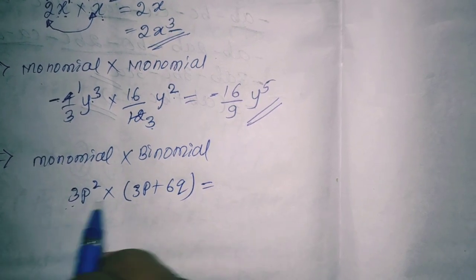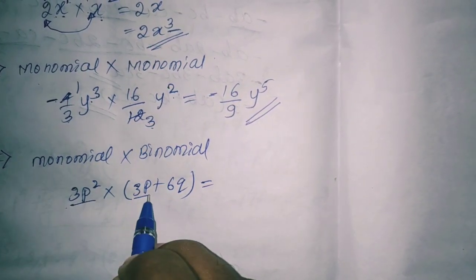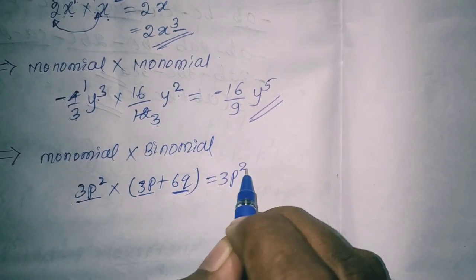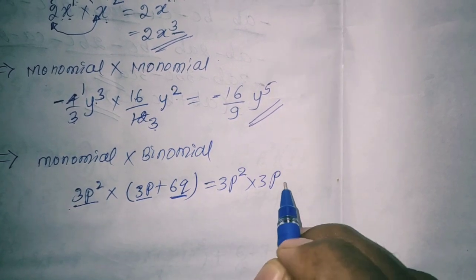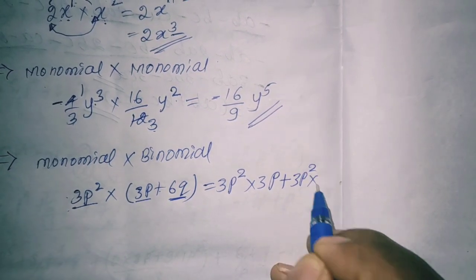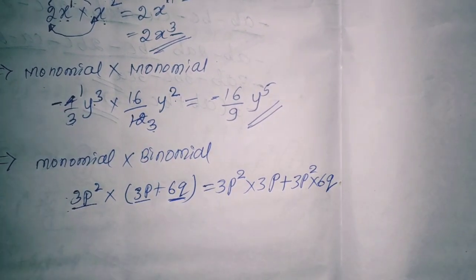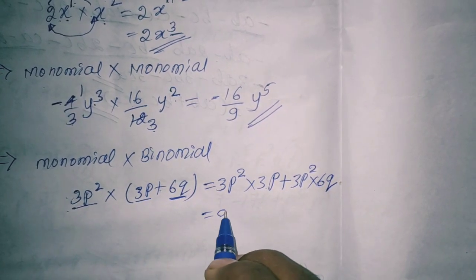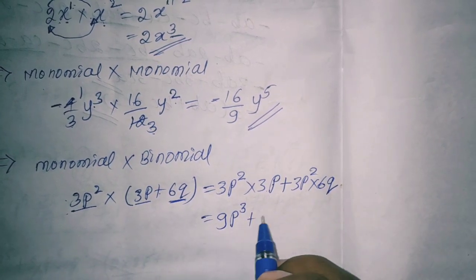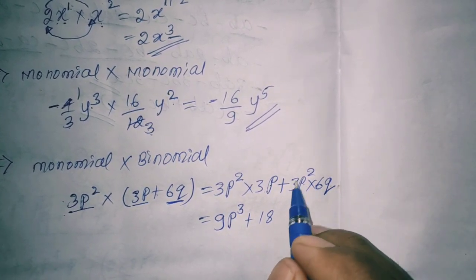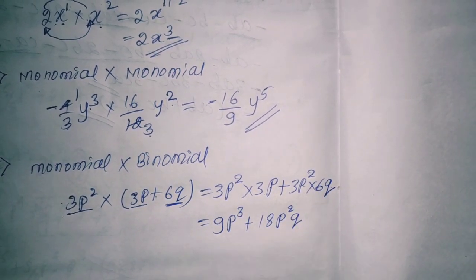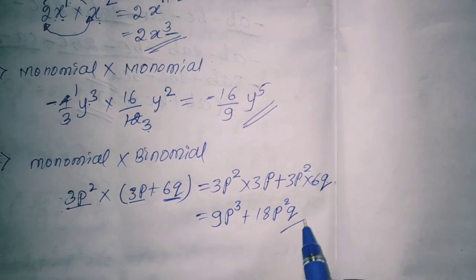That means we have to multiply it with both. This 3p square will be multiplied with this and also with this. In the first step you have to write 3p square multiplied with 3p, and here plus into plus, plus will be there. 3p square is multiplied with 6q. Then 3 3s are 9, p square into p, p cube. Then 3 6s are 18, p square into q. Here unlike terms are there, we cannot multiply, keep as it is, means p square into q. Okay, this is the answer.